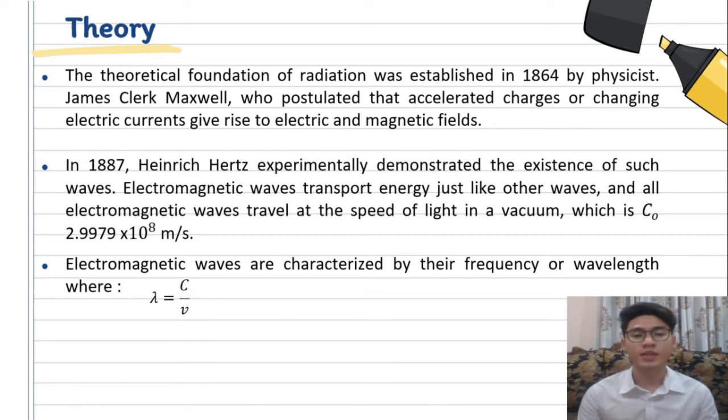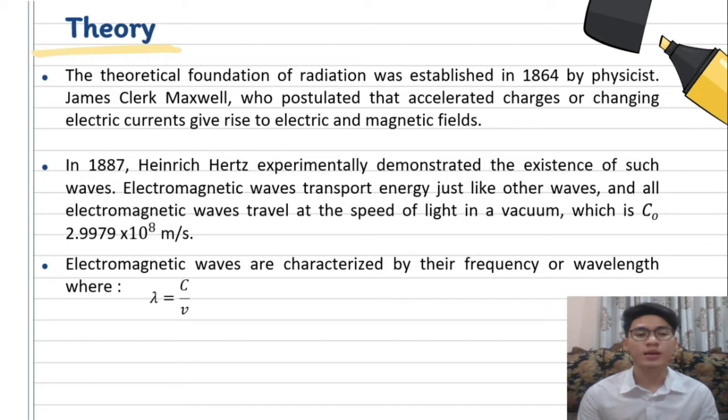In 1887, Heinrich Hertz experimentally demonstrated the existence of such waves. Electromagnetic waves transport energy just like other waves, and all electromagnetic waves travel at the speed of light in a vacuum, which is c equal to 2.9979 times 10 to the power of 8 meters per second.